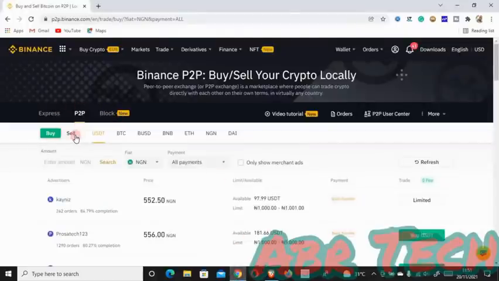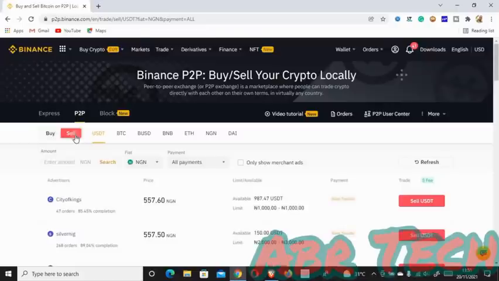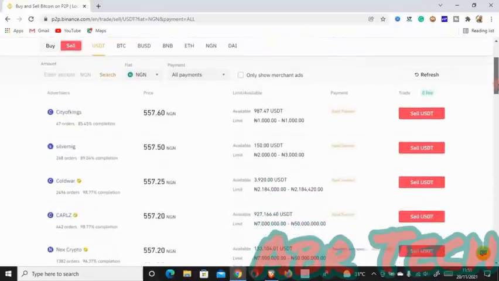All right. On the selling platform, when you come to P2P, you click on sell. When you hit the sell button, you can follow the same procedure as with buying. You'll be selling BTC, USDT, BNB, Ethereum, and all of that.